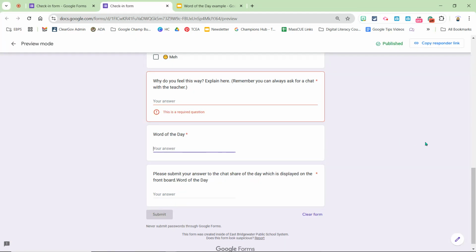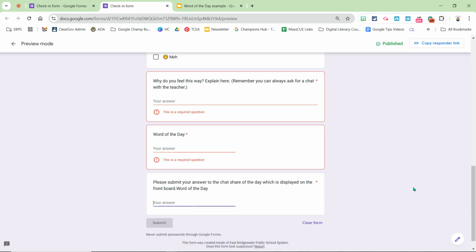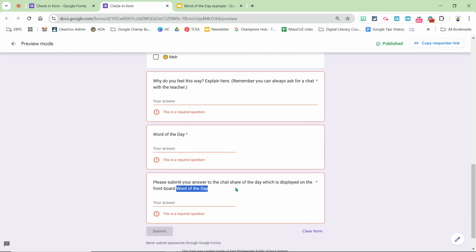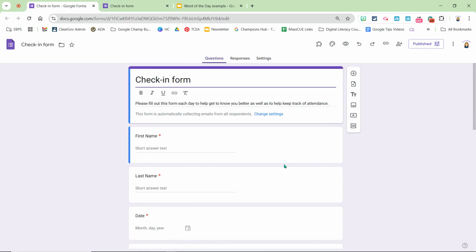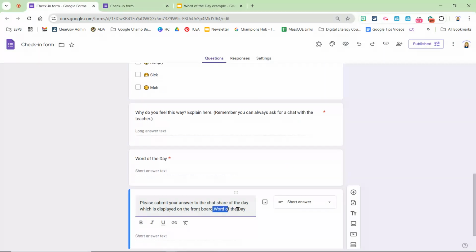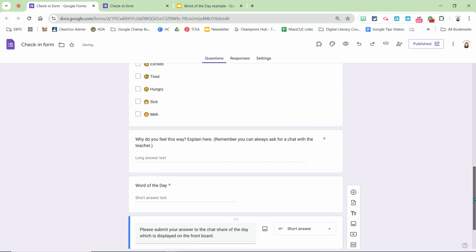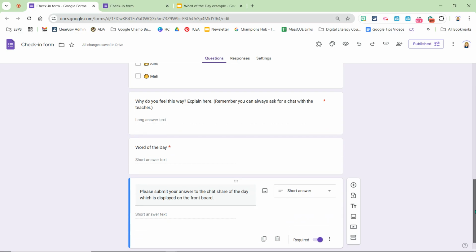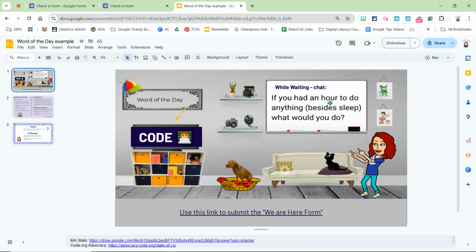Notice the word of the day is here, so the students are already interacting with that word of the day, which is a great strategy for language repetition. And then the answer on here, the chat share, they can put that there. This is an error right there that's going to get fixed. So right now they're interacting with the word of the day by entering it onto the form. They're getting a social emotional check-in with you. They're interacting with the chat, and that's how they start the class.